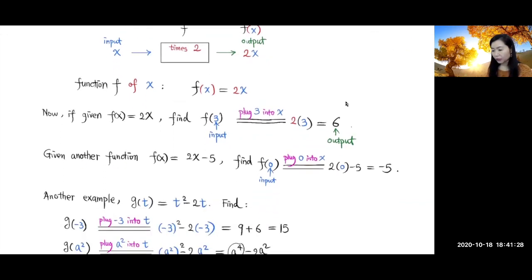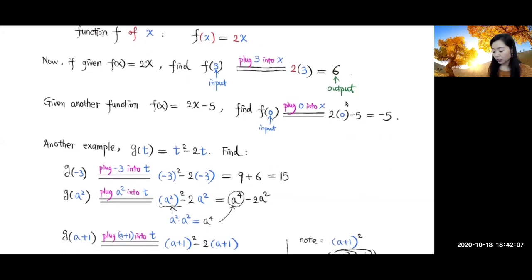Now, given another function, f of x equal to 2x minus 5, we're going to find f of 0. Inside this parenthesis here, that's the input. You're going to take whatever is in here and plug it into x. So plug this 0 into x over here, into this function. Then you get 2 times 0, and then minus 5, and then you get negative 5. So the output will be negative 5. The input here is 0, the output is negative 5.